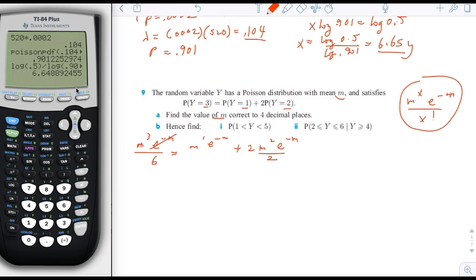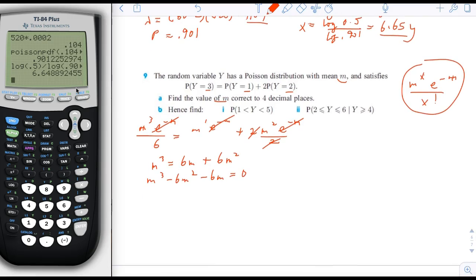And we can cross out all the e to the negative m's because we could just divide everything by e to the negative m. And now we could make a polynomial out of this. Let's first multiply everything by 6 so that we don't have anything in the denominator anymore. So I have m cubed equals 6m plus, and the 2's cancel out here, so this will be 6m squared. And now let's put everything on the left side. So we have m cubed minus 6m squared minus 6m equals 0.